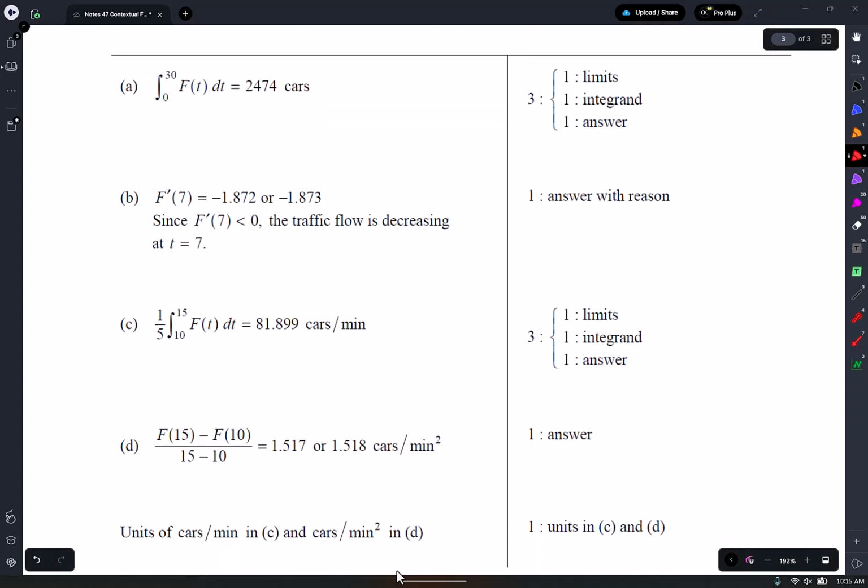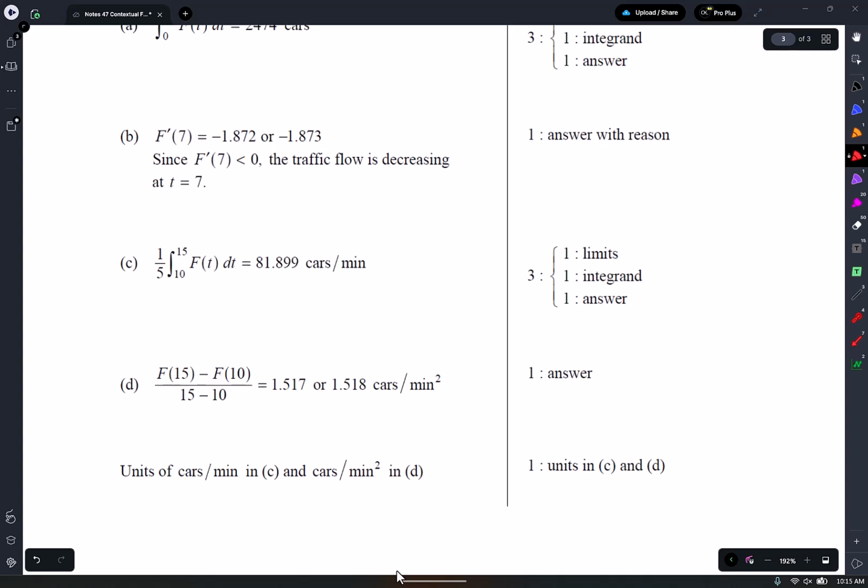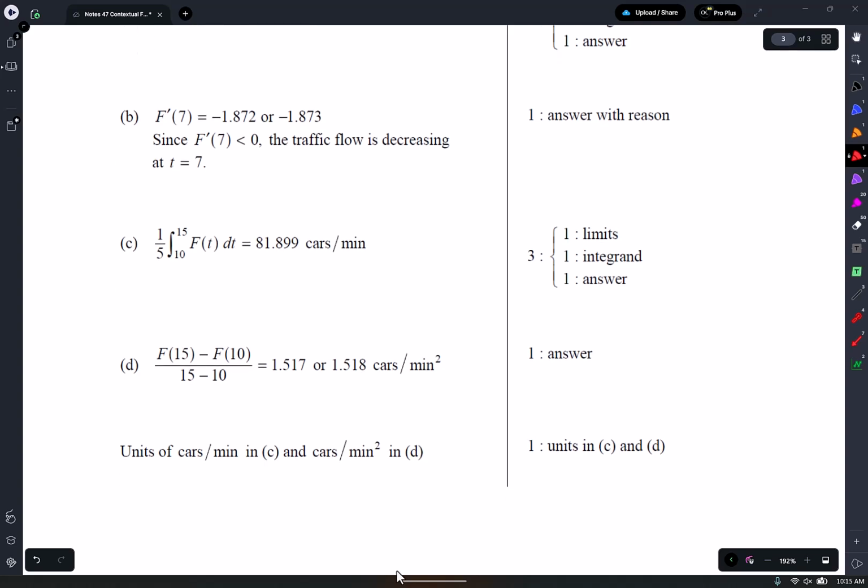Look at letter B. Answer with reason. F prime of 7 is negative. Since f prime is negative, the traffic flow is decreasing at t equals 7. Everyone's going to look exactly like this, more or less, hopefully the same. Are we still okay? Look at letter C. Again, I think they're being very generous. How many points? 3. 1 point for the limits, 1 point for the integrand with the 1/5 on the outside, and 1 point for the answer.